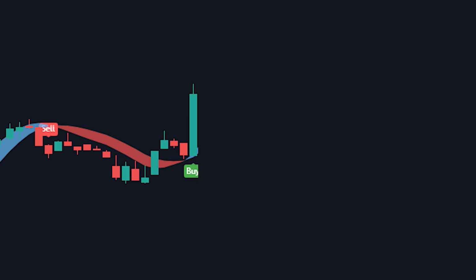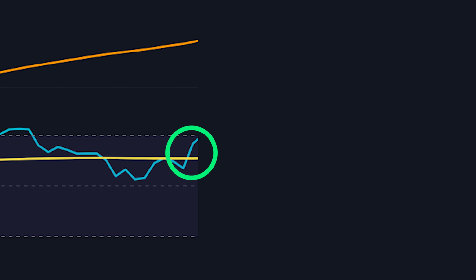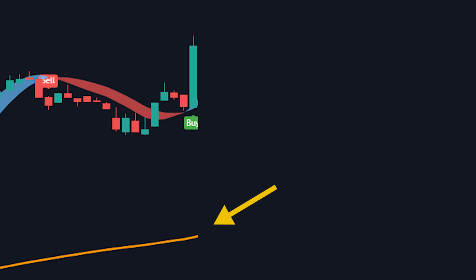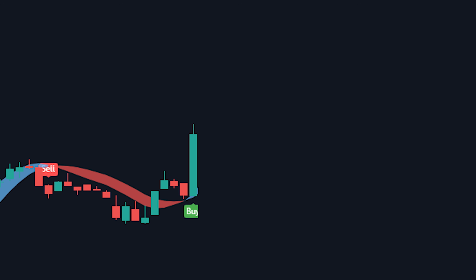Next, the superscript indicator must be colored in blue. The RSI line, the blue line, must be crossing above the moving average, the yellow line. Then finally, price must be above the 200 exponential moving average. This will ensure we're only trading in a market that is in an uptrend. If every single one of these rules are met, we enter a trade.